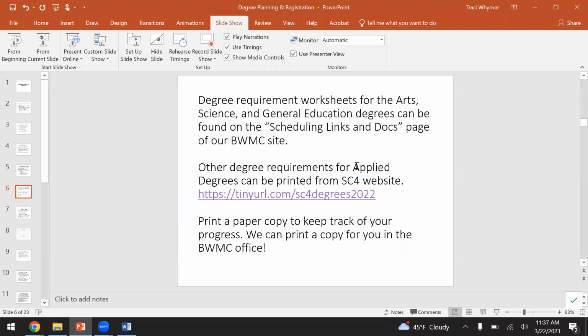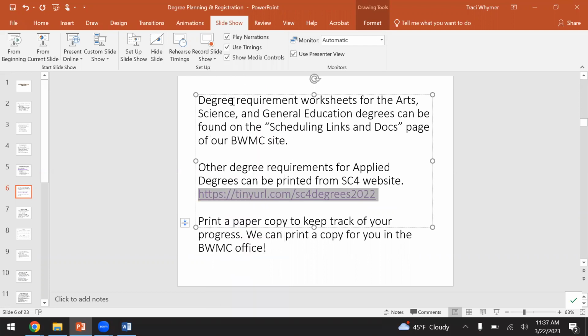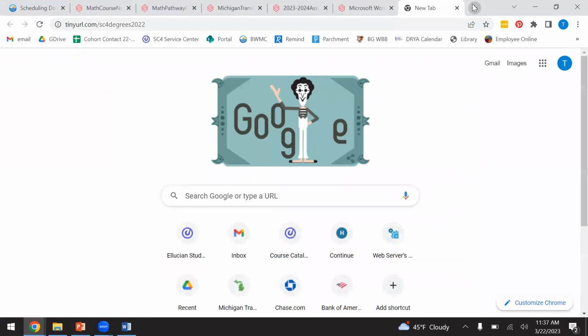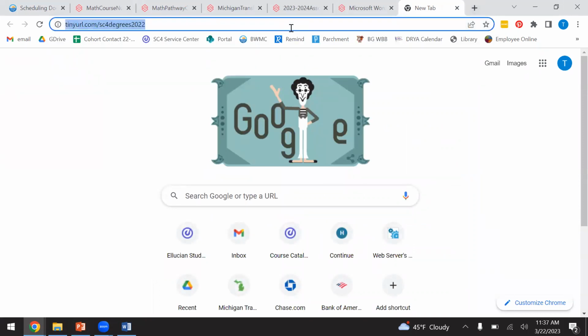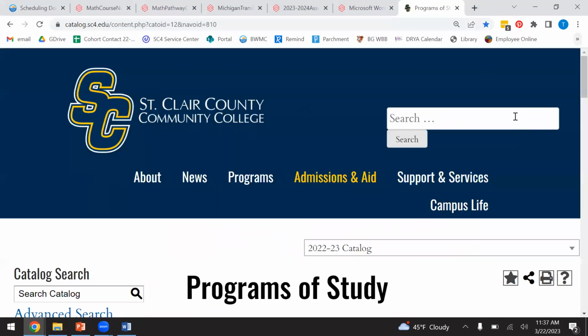If you know that you are working on an applied degree, so really that's anything other than those degrees listed there, the arts or science, there is a full list of the SC4 degrees at this shortcut. Of course, it's not going to pop up, or it's just my internet taking a moment here. There we go. It's thinking.